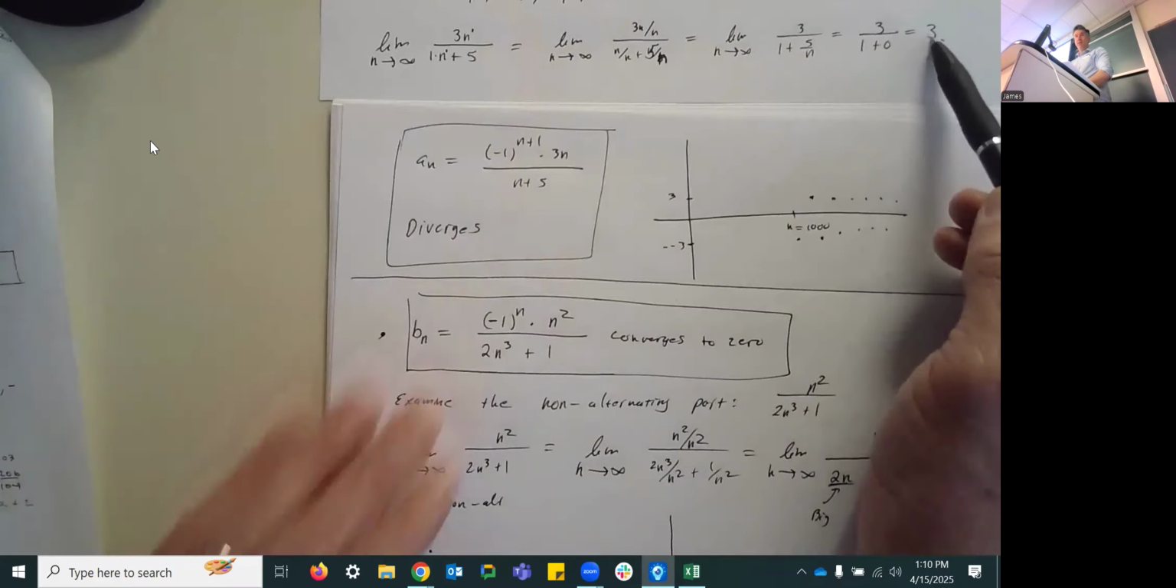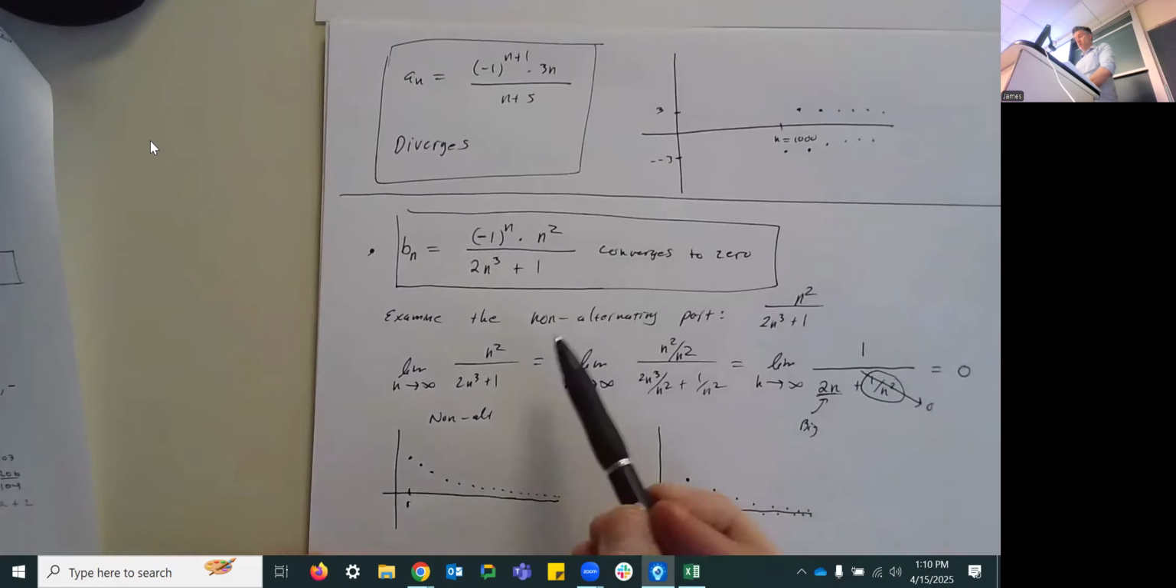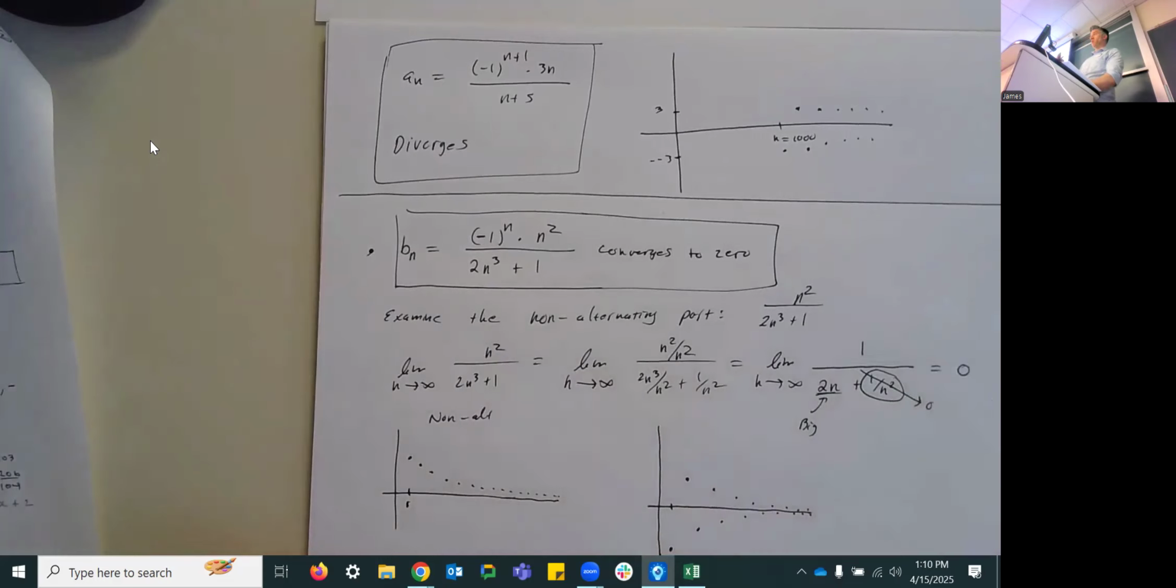converge to 3. So the alternating part is going back and forth between 3, almost 3, almost -3, almost 3, almost -3. Whereas here, the non-alternating part converged to 0. So the alternating part's converging to a little more than 0, a little less than 0, a little more than 0, a little less than 0. So they're both getting closer and closer to the same 0 value, because you can be positive and negative and still both be getting close to 0.